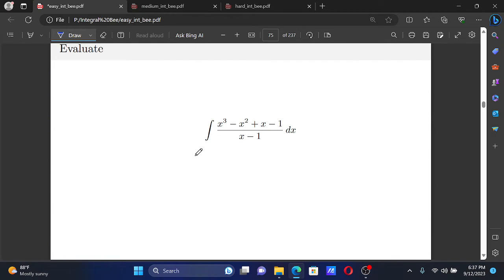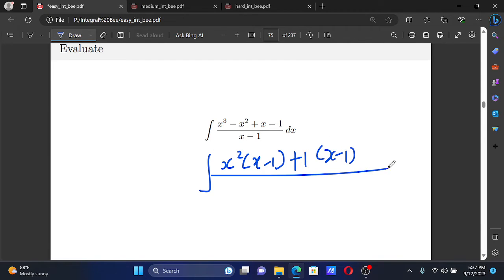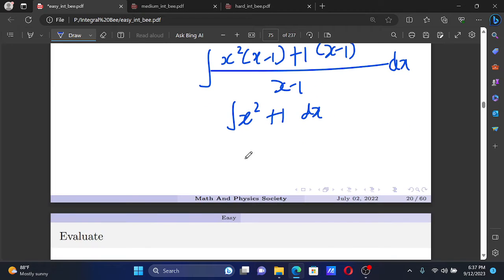For this one we can just make some groupings. x square times x minus 1, and here plus 1 times x minus 1, by x minus 1, dx. So now when we divide it, we get x square plus 1 dx. So that's x cubed by 3 plus x plus c. And that's the answer.